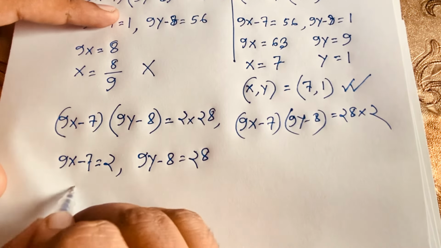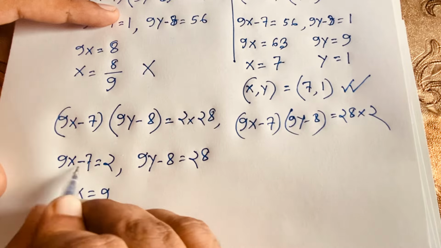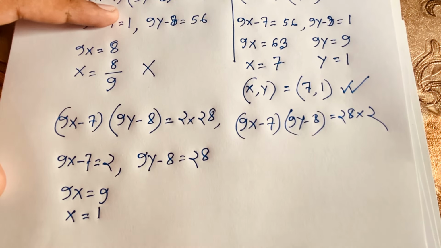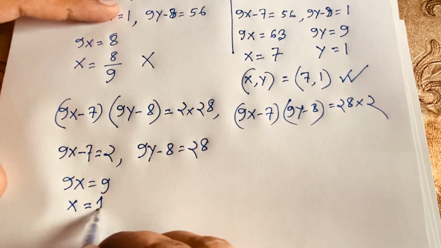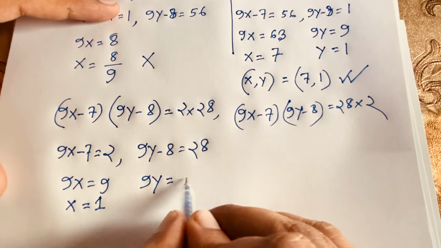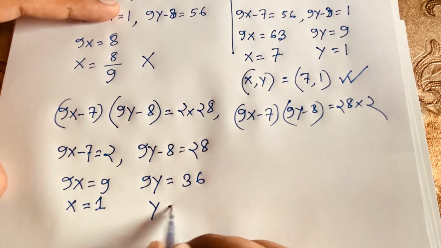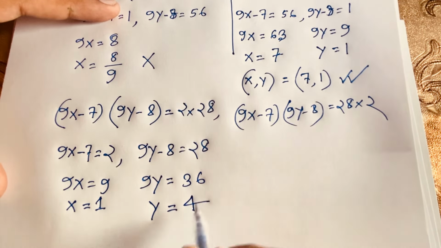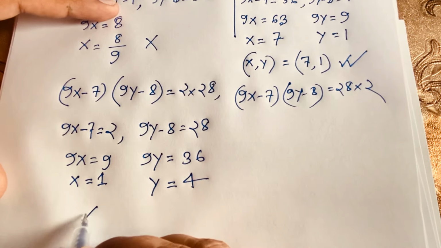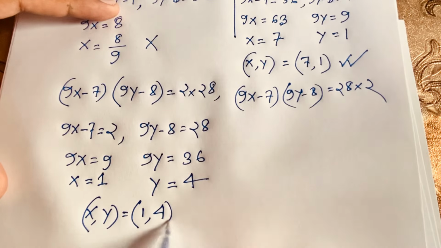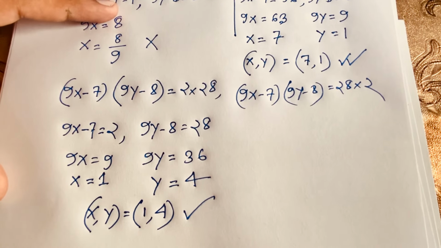Then here 9x is equal to 2 plus 7, it will be 9. Then if I divide both sides by 9, we'll find out x is equal to 1. But in this expression 9y is equal to 36. Then you can see easily y, if I divide both sides by 9, it will be 4. Then we'll find out here x and y will be 1, 4. This is our other answer.